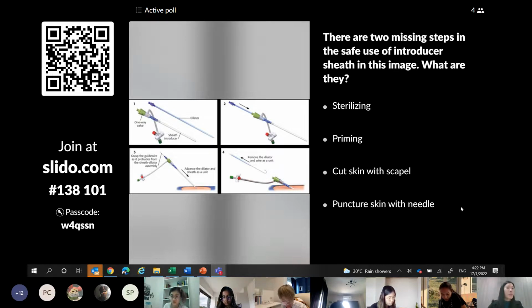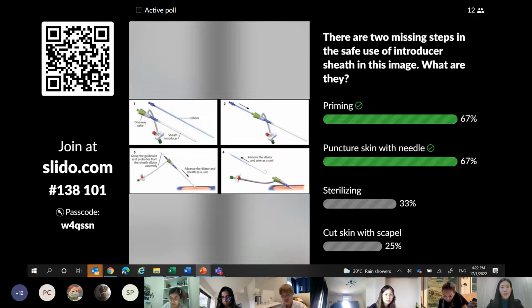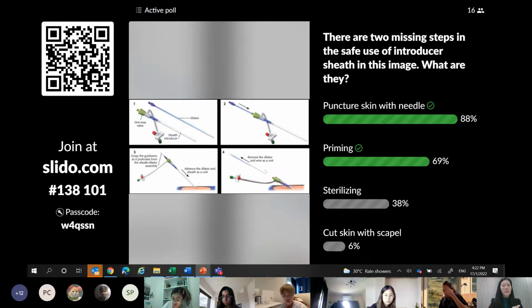What step is missing from this simplified image? This is actually not wrong, it's just very simplified. Okay, so most of us got it right. Priming is very important, not so much sterilizing. Sterilizing is done on the manufacturer side. In the blister pouch, the device is already sterilized in the factory. That's why it's in the blister pouch, it's sterile.